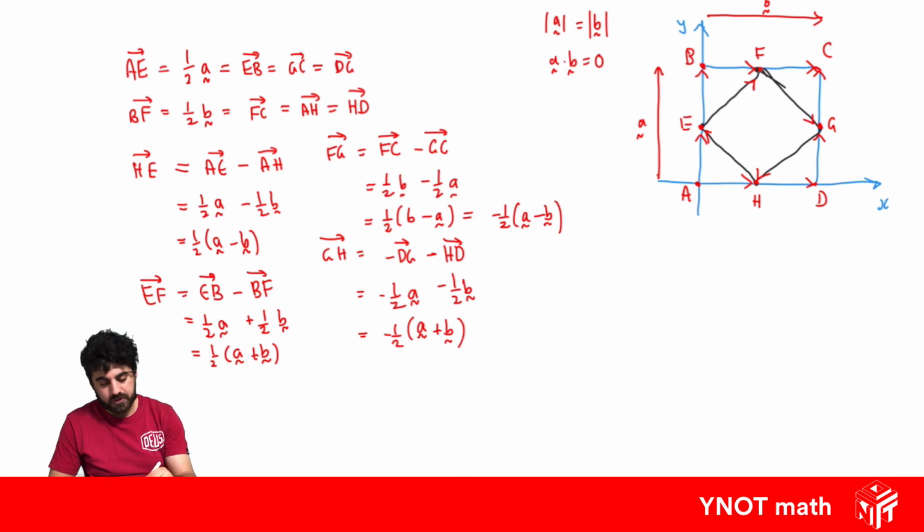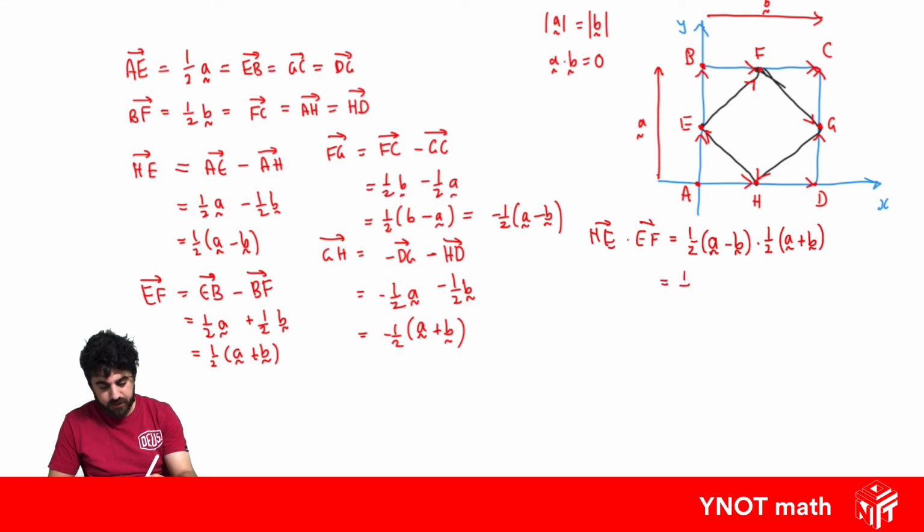And another thing we can do now is show that the dot product between two of the vectors is 0, and that'll prove that we have a 90-degree angle. And let's go ahead and do that. So let's find the dot product of HE and EF. So HE is just a half A minus B, and we're going to dot product with a half A plus B.